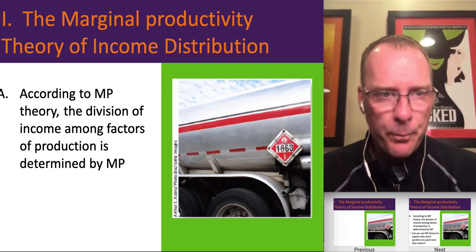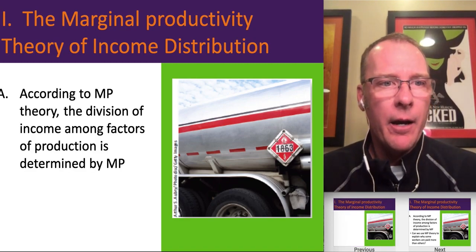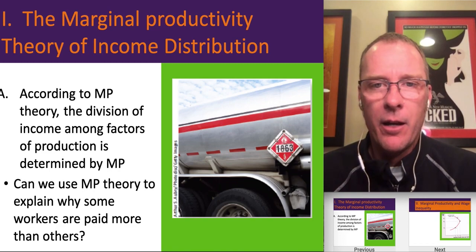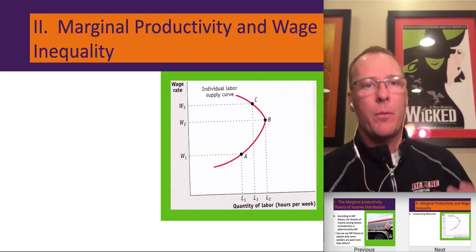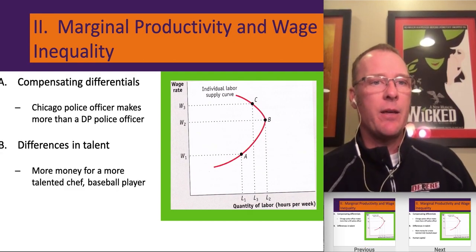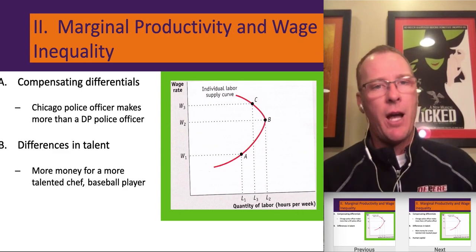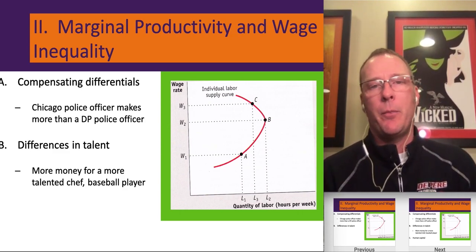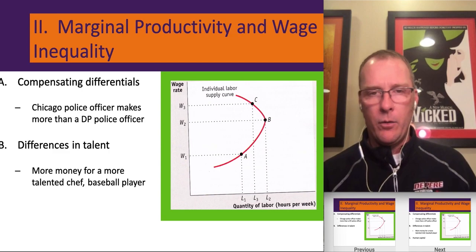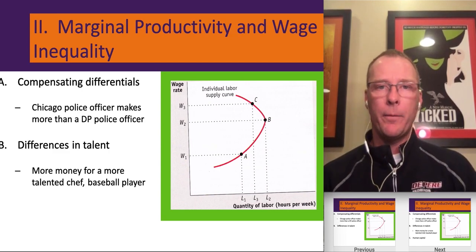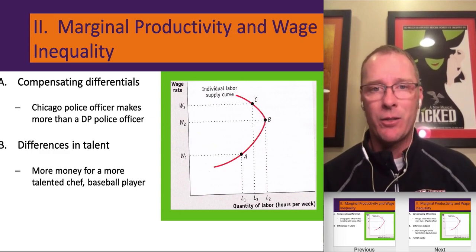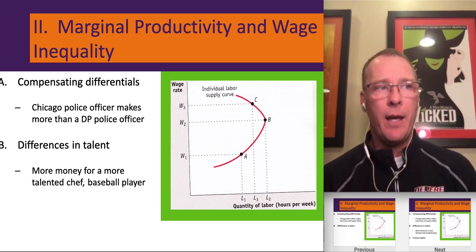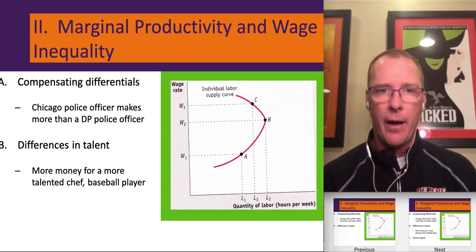According to this theory, there are factors that come into play as you look at why some workers are paid more than others. When you think about compensating differentials, a Chicago police officer is probably going to make more than a De Pere police officer. Why? They do the same thing, they're doing police work. Well, maybe the odds of you getting shot in Chicago are higher than in De Pere. If they can show that, then a compensating differential will be like, hey, you get paid more because you're putting your life on the line.